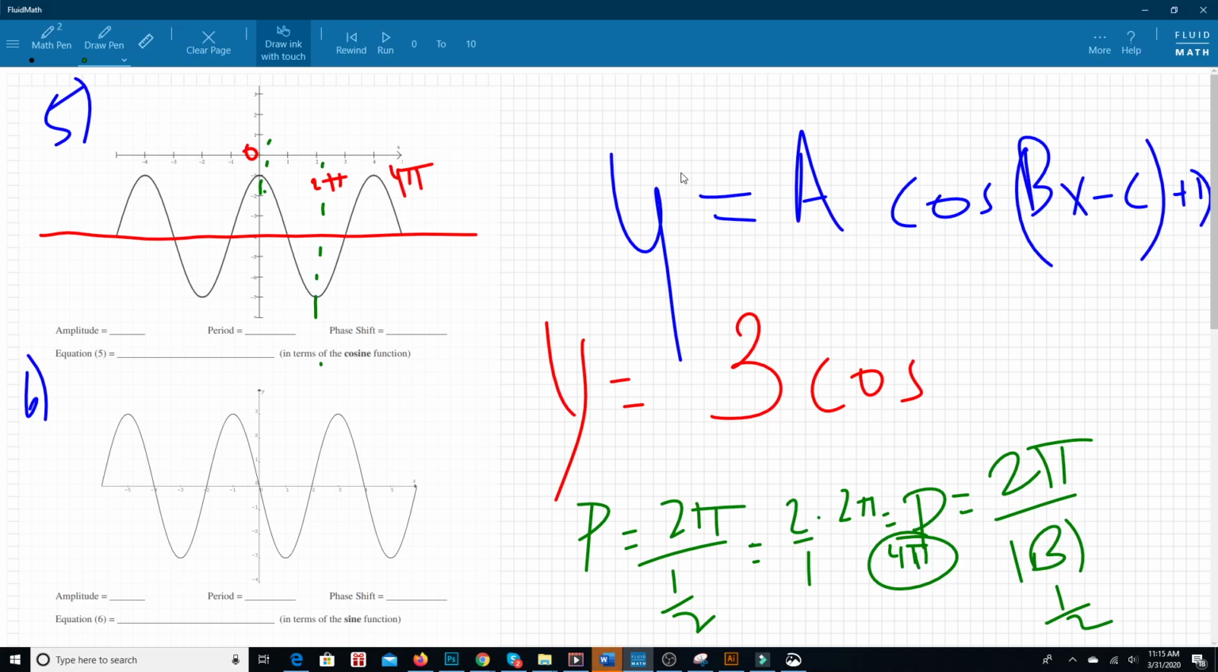So this is going to be pi over 2 x, right? And there's no real phase shift for this one, right? The phase shift, C represents the phase shift. Keep that in mind, phase shifts.